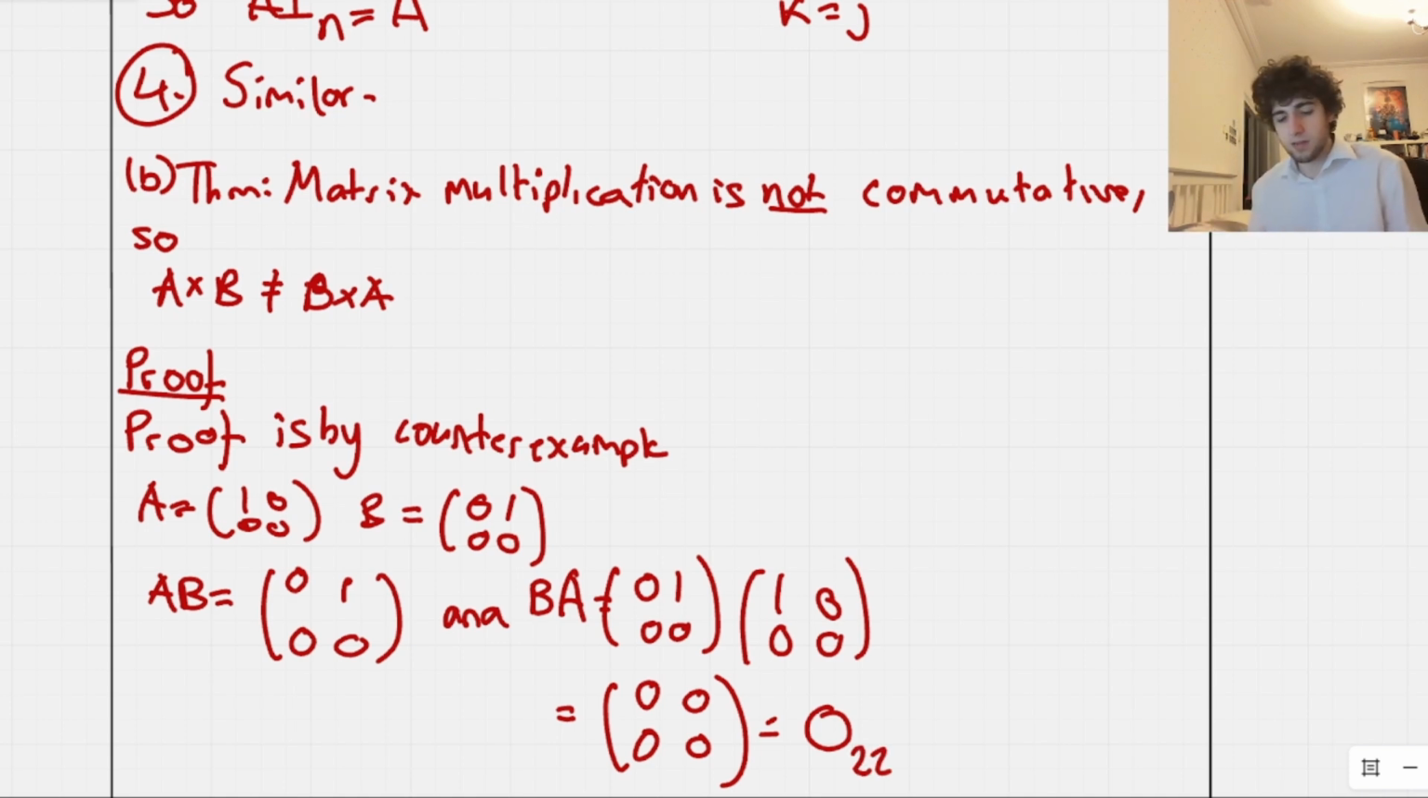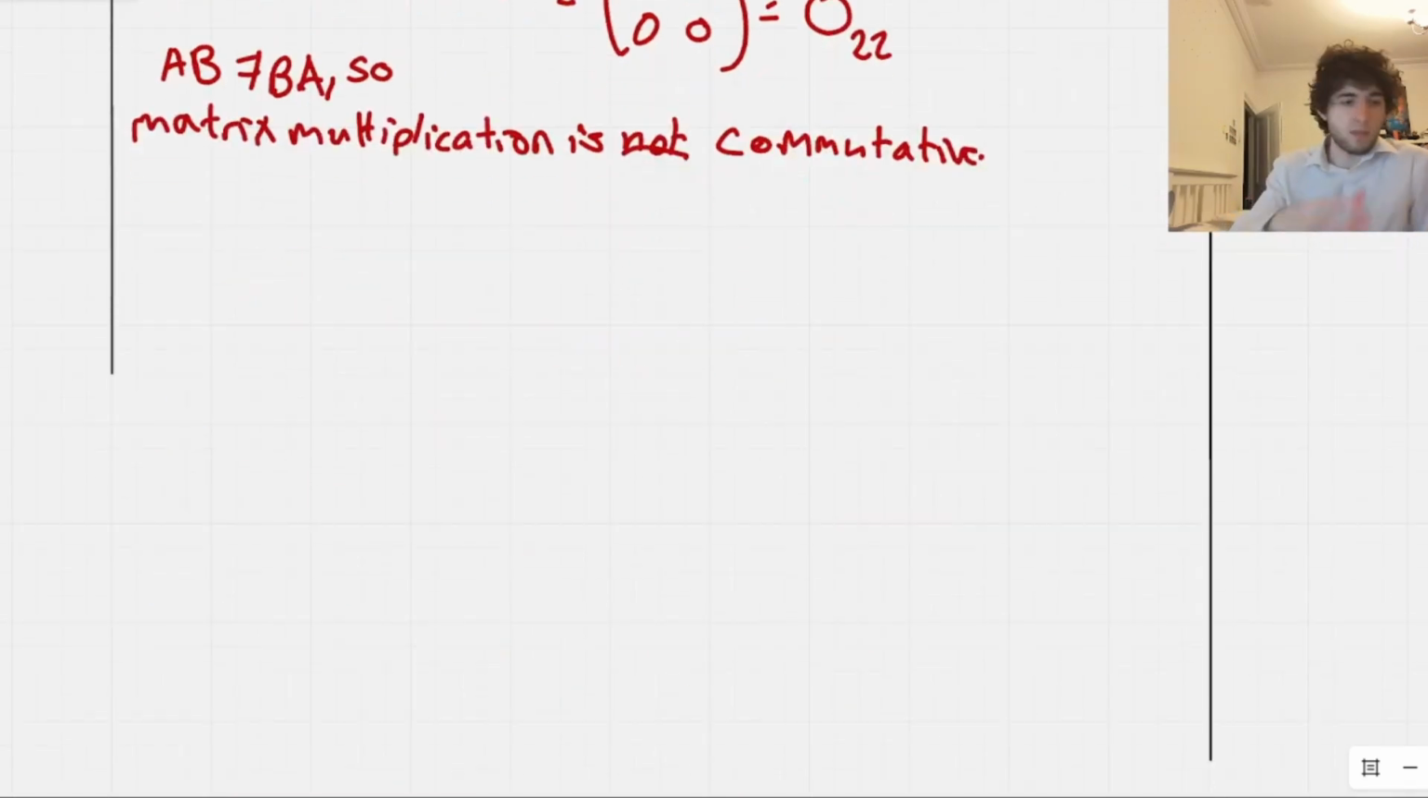But as you can see, the main thing here is that AB is not equal to BA. So matrix multiplication is not commutative, okay? Very, very crucial fact there. Right, cool, that's that. Now let's have a look at another theorem.